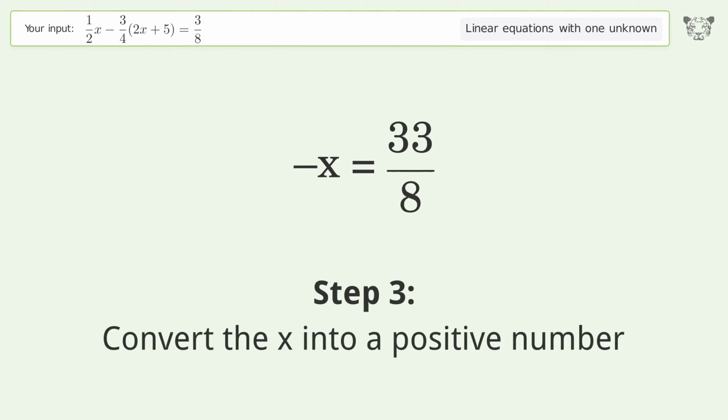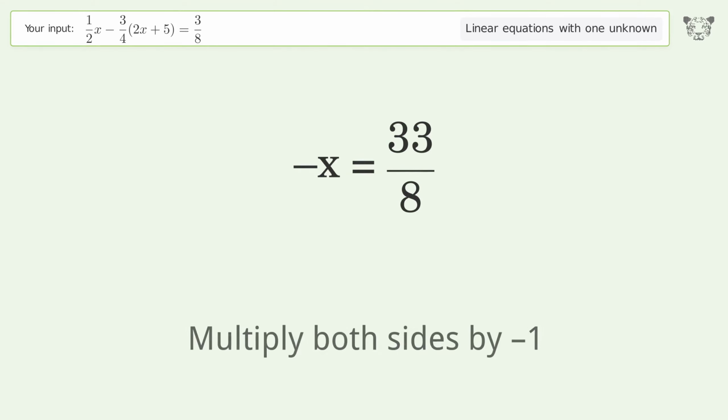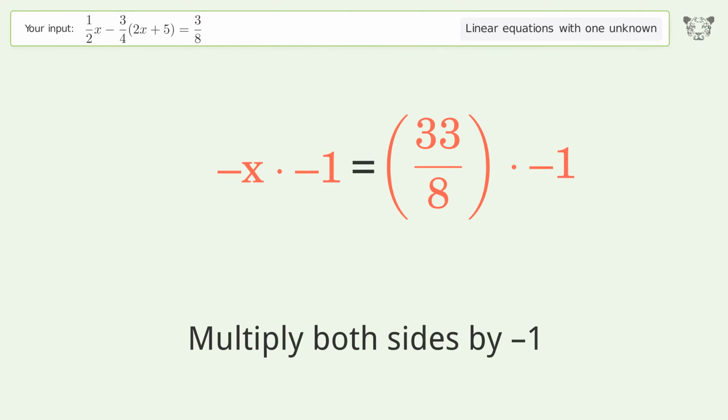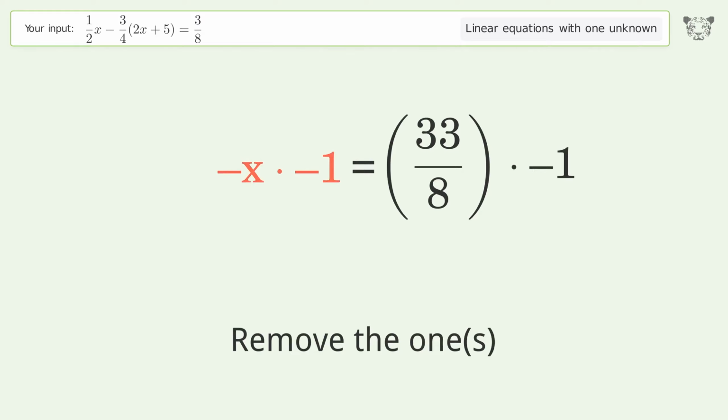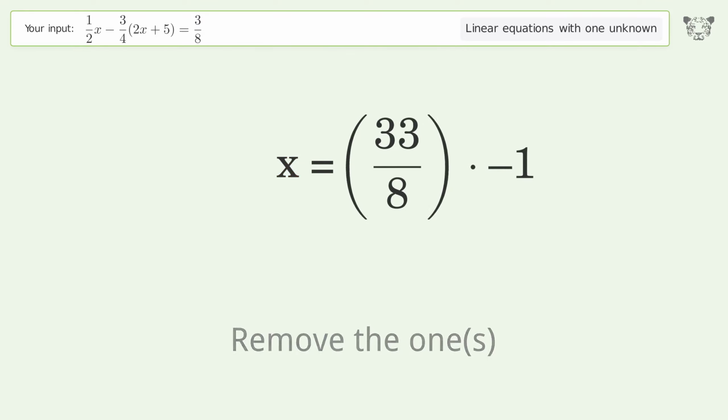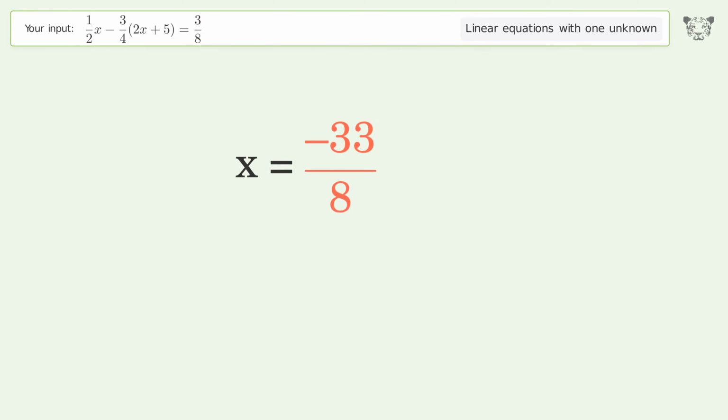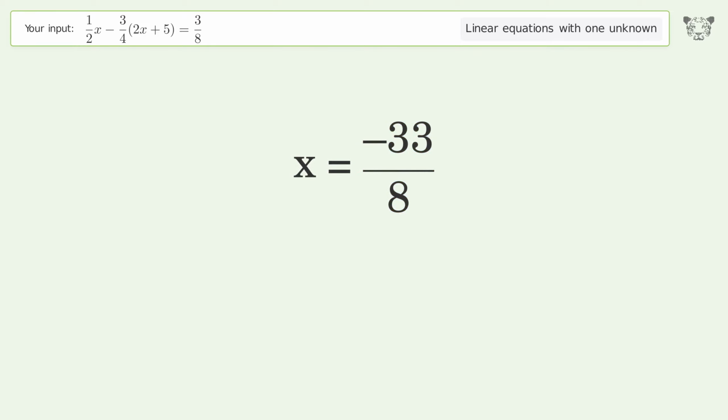Convert the x into a positive number. Multiply both sides by -1. Remove the ones. And so the final result is x equals -33/8.